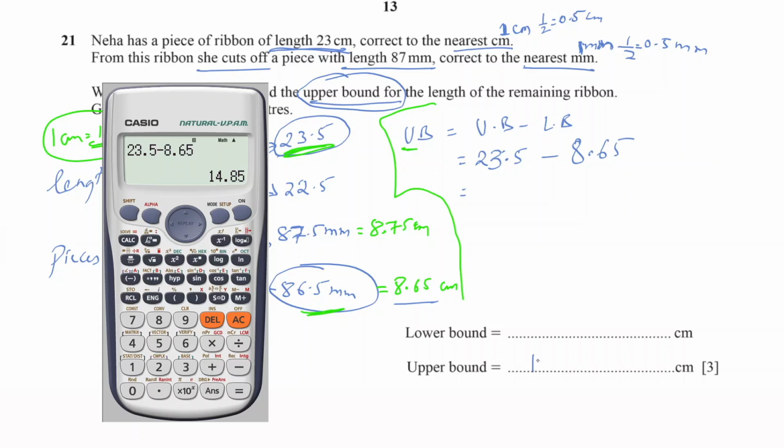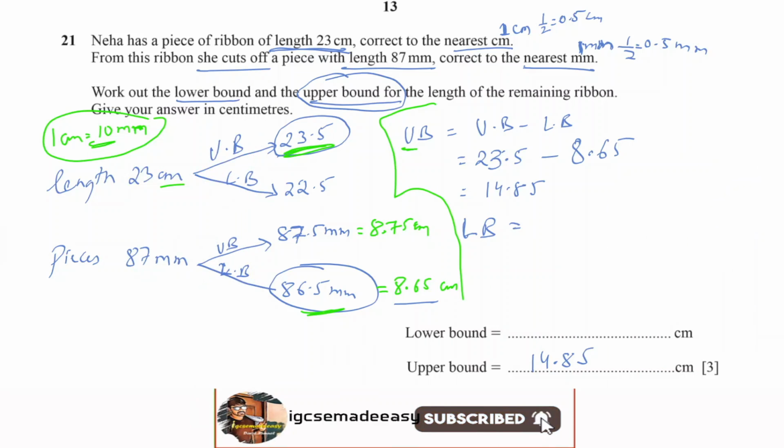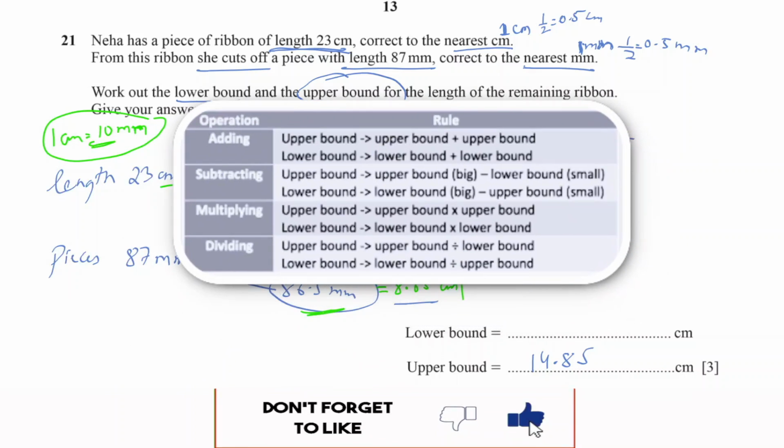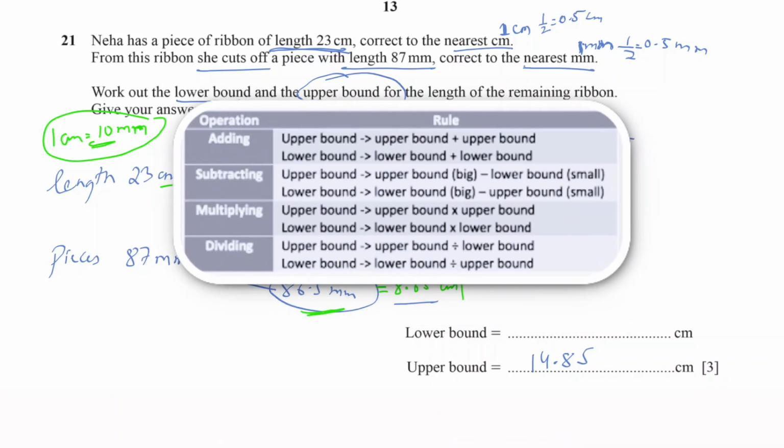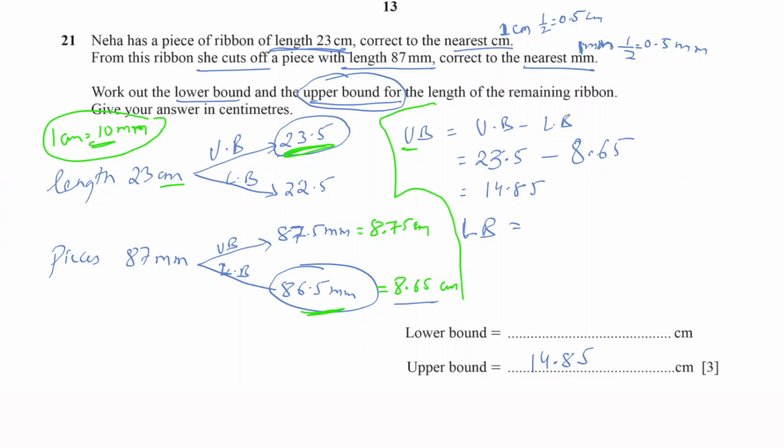Okay, 14.85, that gives me the upper bound value. I'll write it over here. And now we have to find out the lower bound. Now see again the table. I'll show you the table again. The table shows, see the column in case of subtraction, lower bound is equal to lower bound minus upper bound, right? So lower bound minus upper bound.